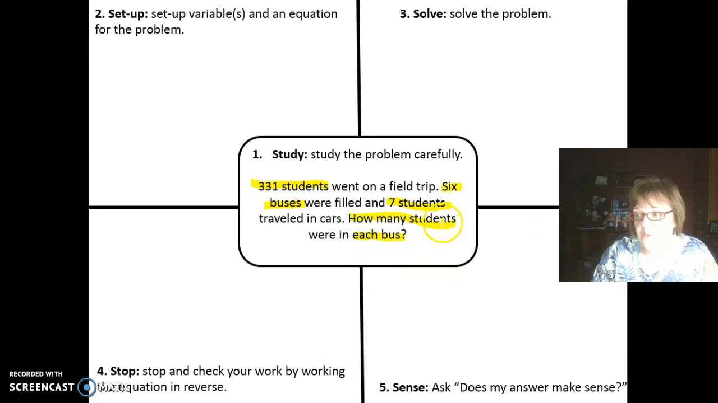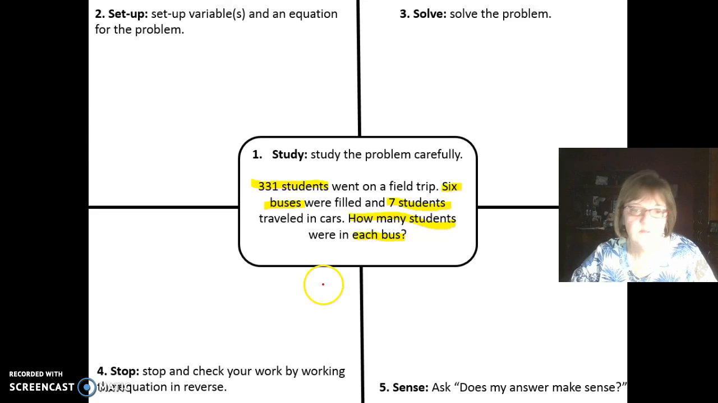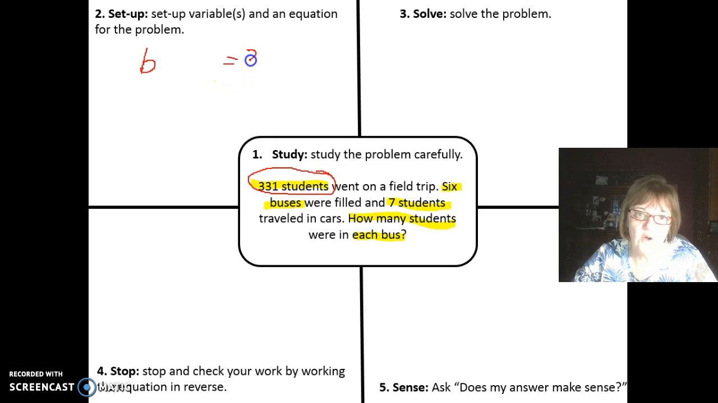Okay, so how many students in each bus? That's our unknown. That is how we decide what our variable is that we're looking for, the thing we don't know. The unknown is how many students on each bus. So, I think I'll just call it B for bus. How's that? All right, so we're trying to find out B for bus. And let's see how we can fill in all these other things. So, it says a total of 331 students went on a field trip. So that would be how many it all should add up to, right? 331 total students.